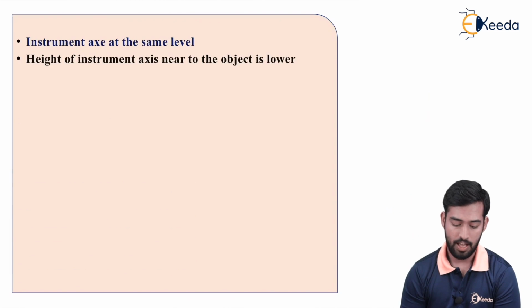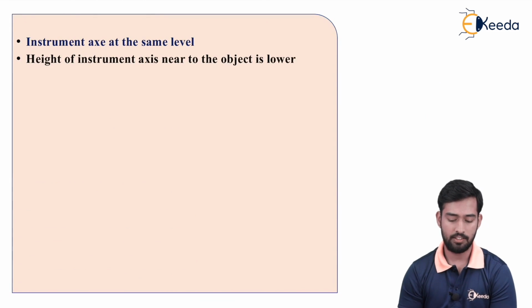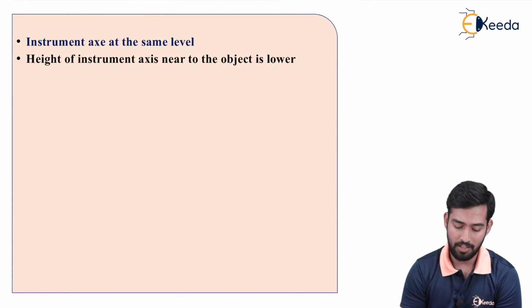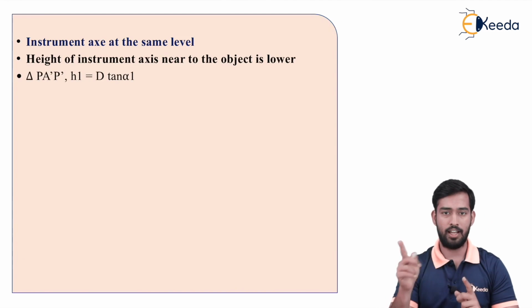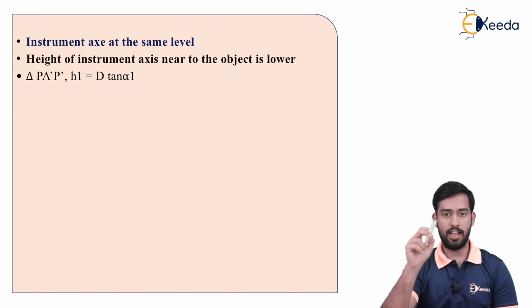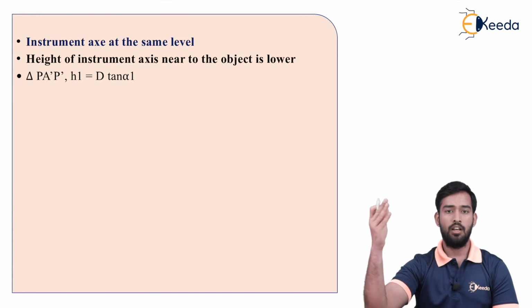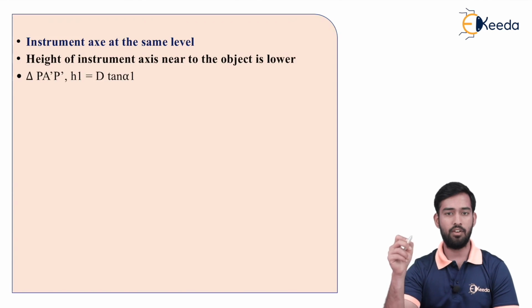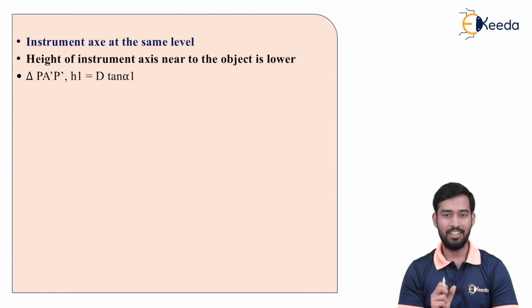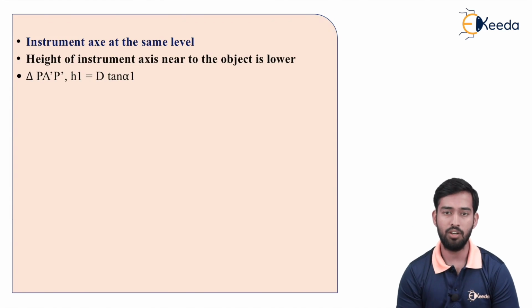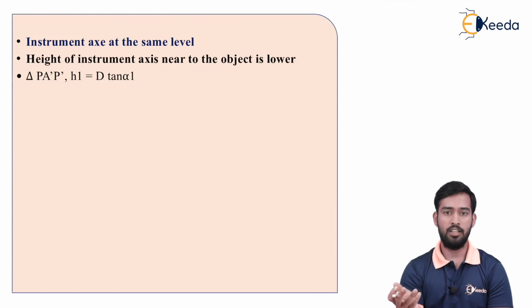Now as you can see, the height of the instrument axis near to the object is lower. The first triangle we have drawn, the object P, A dash, P dash, has height h1. We use the simple formula, opposite upon adjacent. So tan alpha 1 is equal to what? h1 upon d. So we have to calculate d only. So d is equal to h1 upon tan alpha 1. And if we try to find h1, then h1 will be d into tan alpha 1.